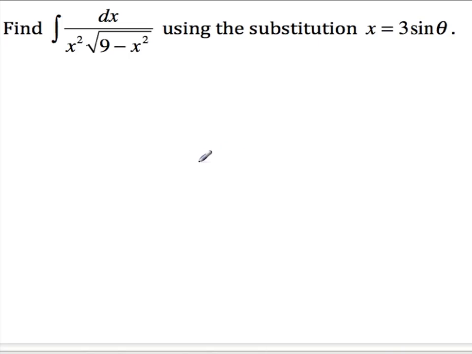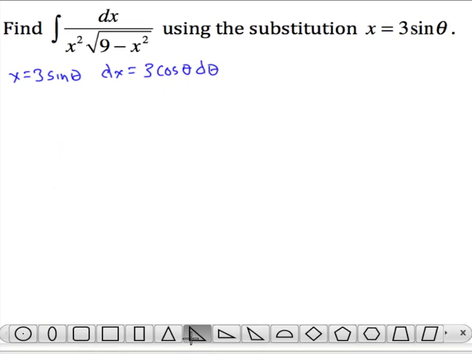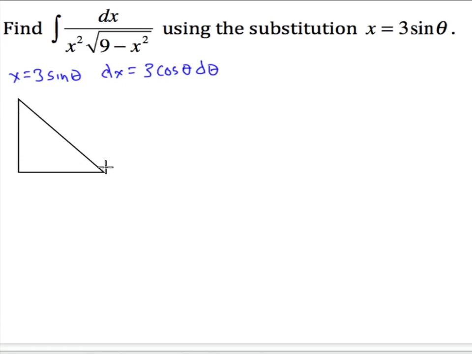Third example with integrals with trigonometric substitutions. So let's start with x equals 3 sine theta. Therefore, dx is equal to 3 cosine theta d theta. So I'll start with a triangle. Get my triangle out here.